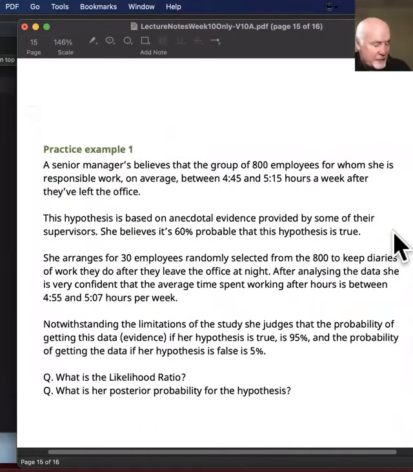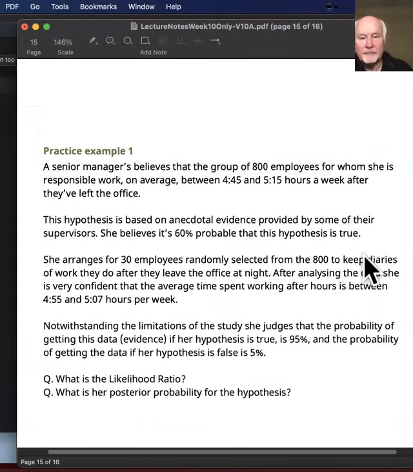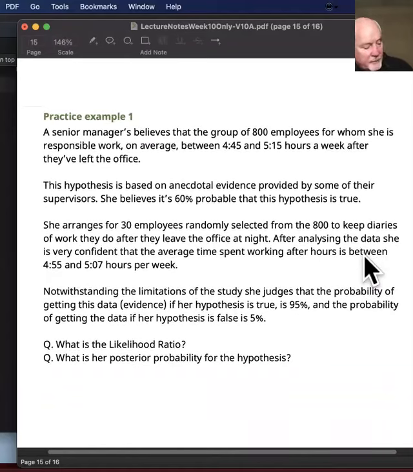Okay, let's do another example. So we have a manager here who's come to believe that, on average, the people for whom she's responsible are doing a lot of extra work at home, unpaid extra work between 4 hours and 45 minutes and 5 hours and 15 minutes a week.